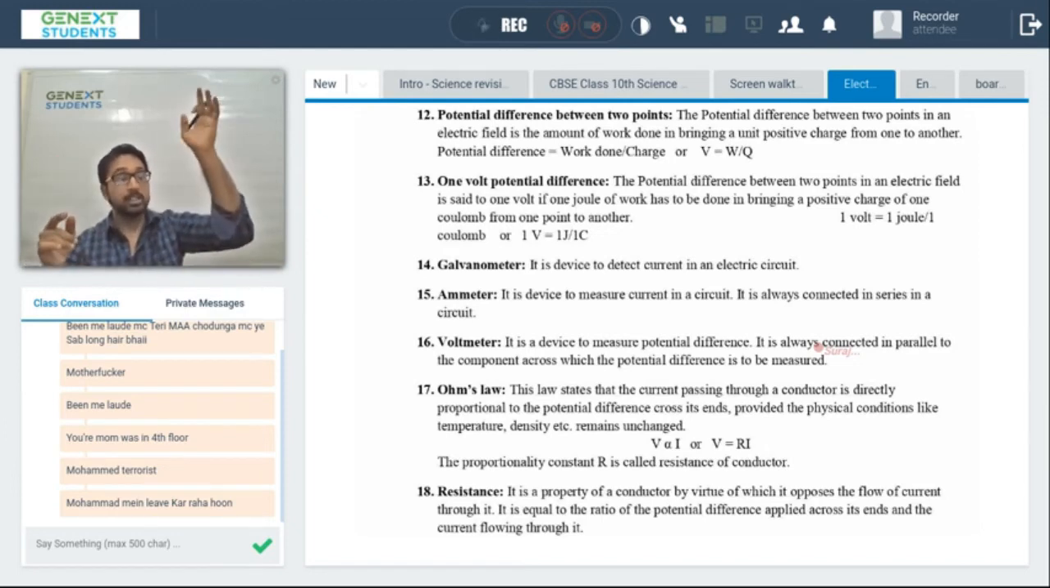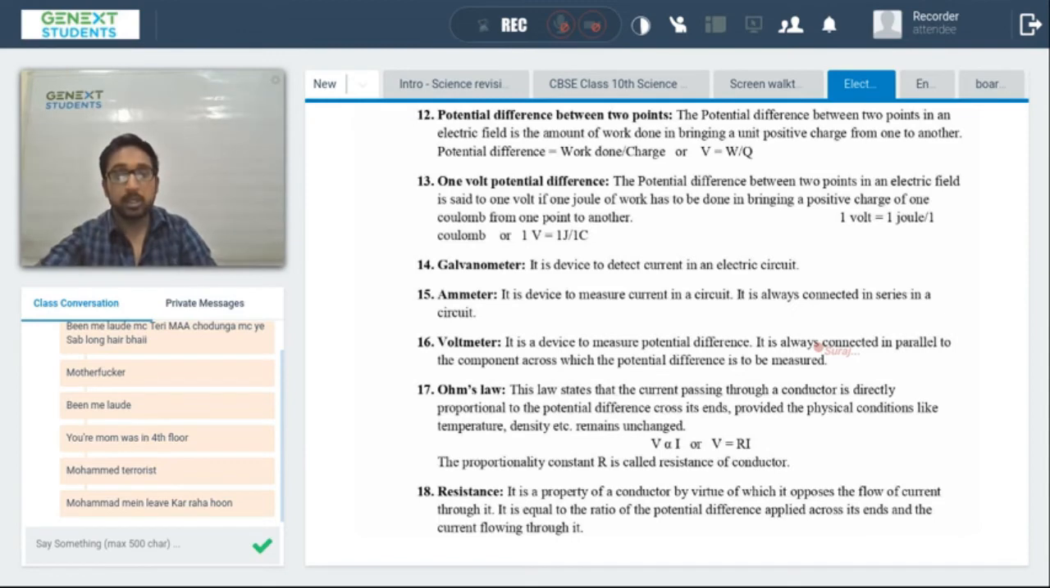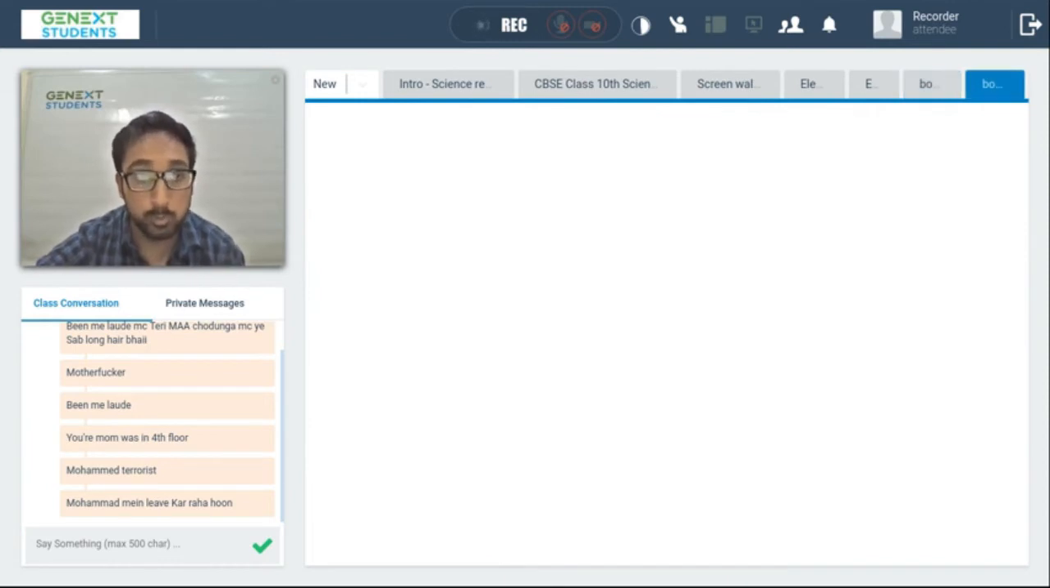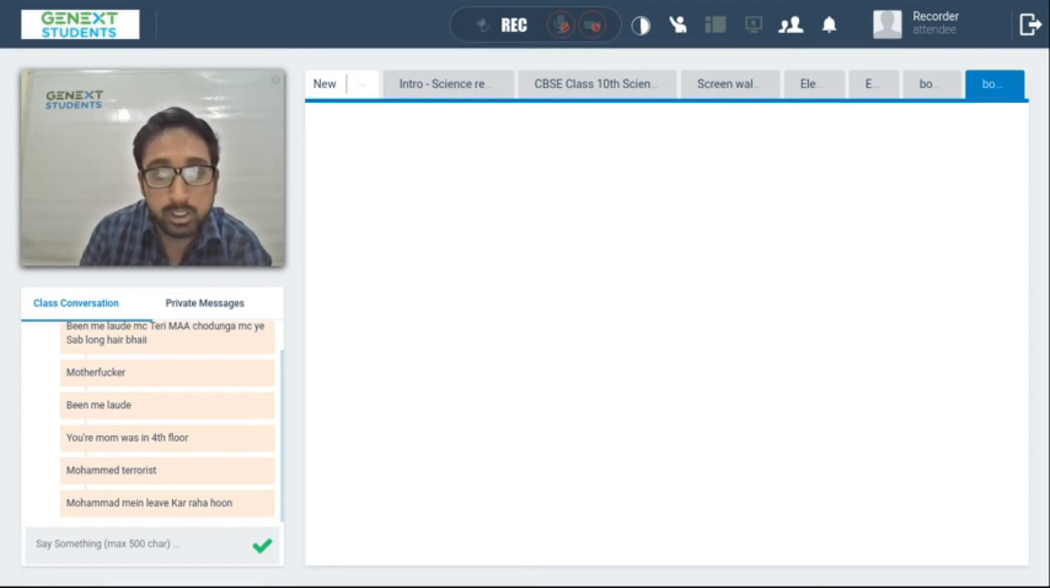Is this making sense? Positive is higher potential, negative is lower potential, right? Also, let me tell you the sign conventions as well. I don't know how many of you know about the sign convention, but if you have any doubts, let me clear them right away.